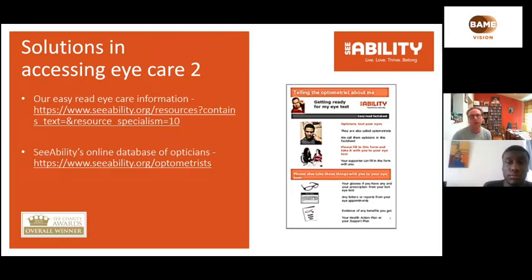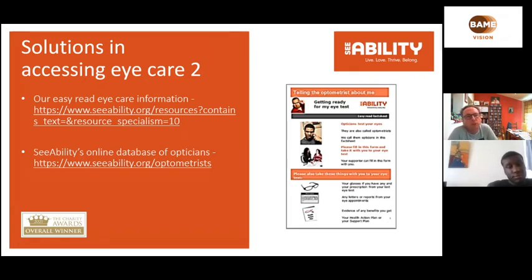Something else that we put together is an online database of opticians. The reason we did that is because probably the most common thing that people ask us is, where should I go to get my eyes tested if I'm an autistic person or somebody with a learning disability? And so we wanted to be able to give people a bit of a steer.